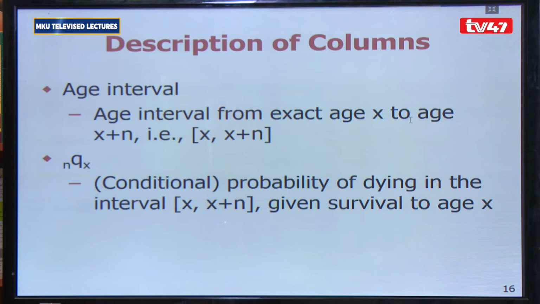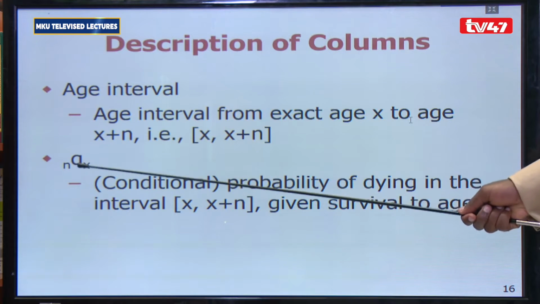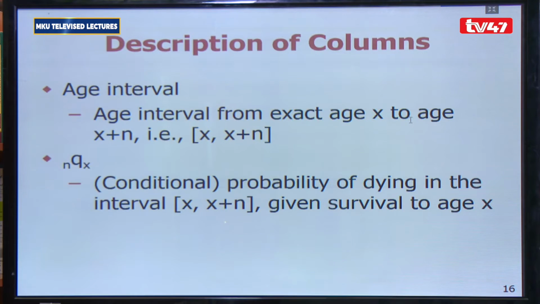Then we have a common notation in actuarial science, which is the subscript n, then we have lowercase letter q, and then we have an x. And this denotes the probability of dying even in the interval x and x plus n. Or simply, the probability that a life aged x will die in the next n years.